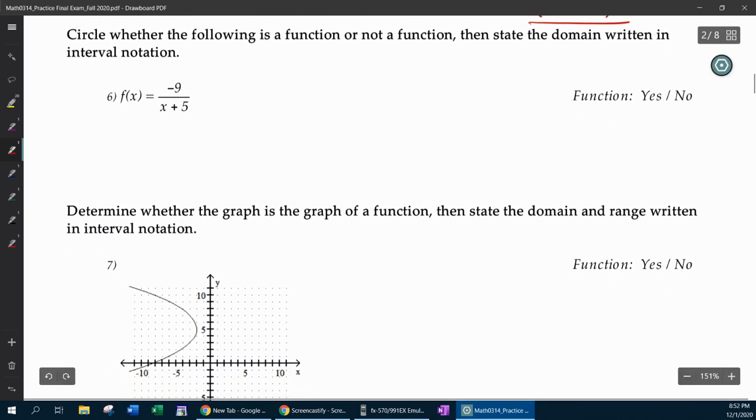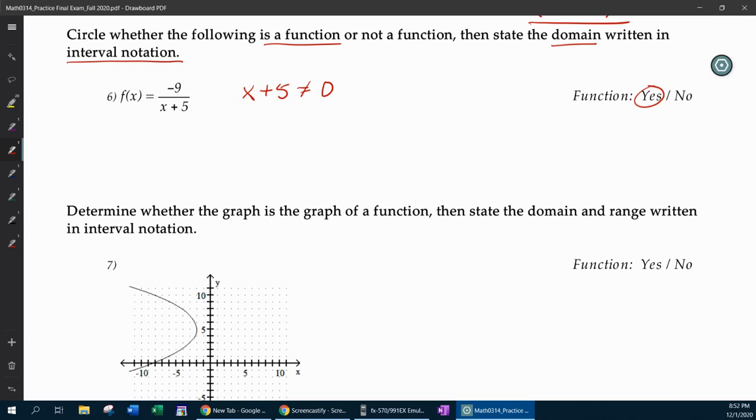Number 5 is done. Number 6, circle whether the following is a function or not, then state the domain written in interval notation. So this is a rational function, which means that it is a function. And we know that when there's a variable in the denominator, there's going to be a restriction. So we're going to take the denominator and say that cannot be 0. Remember, you cannot divide by 0.